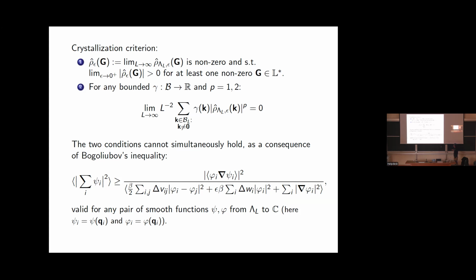in this weighted sense. And yesterday I justified why this is a reasonable request. So I take any bounded function gamma from the Brillouin zone to R, and I would like to test either the absolute value of rho k or the absolute value square of rho k against this gamma, and then I take the Riemann sum restricted to all allowed k's different from 0. So I would like to show that this goes to 0 as L goes to infinity.